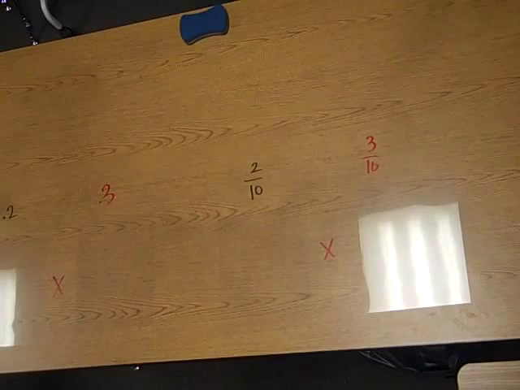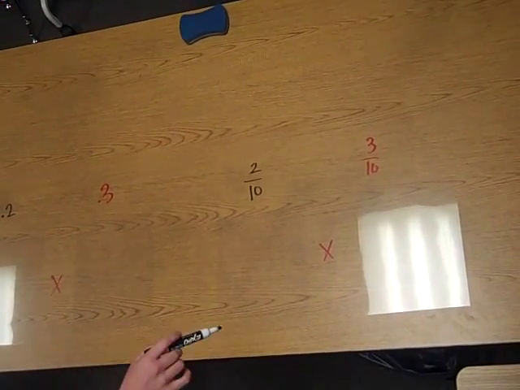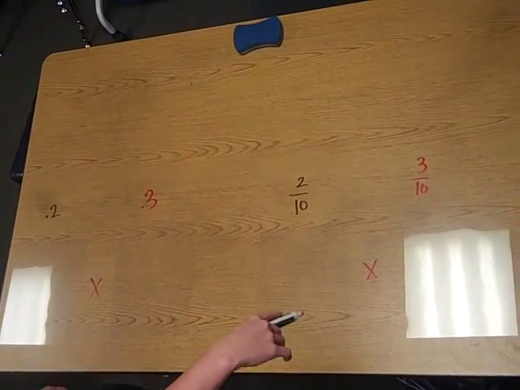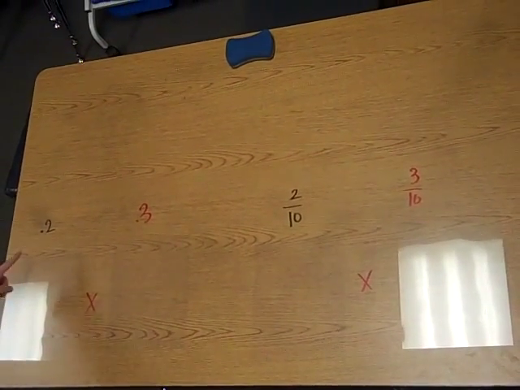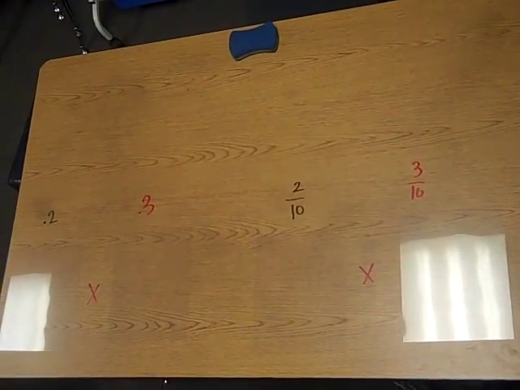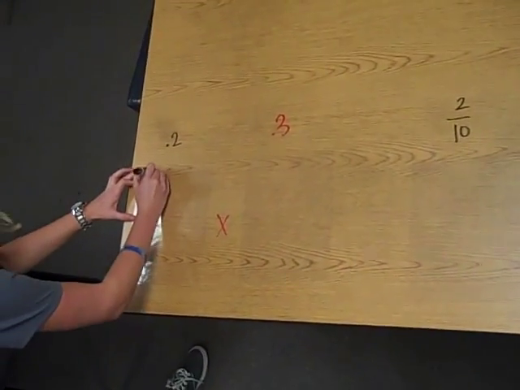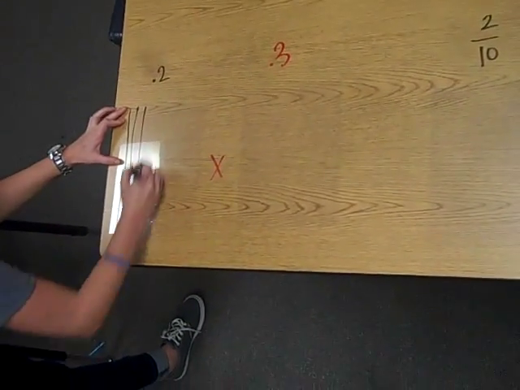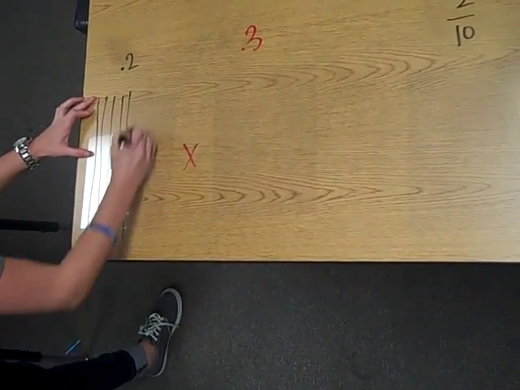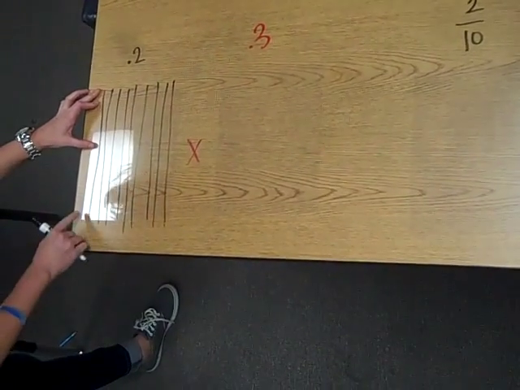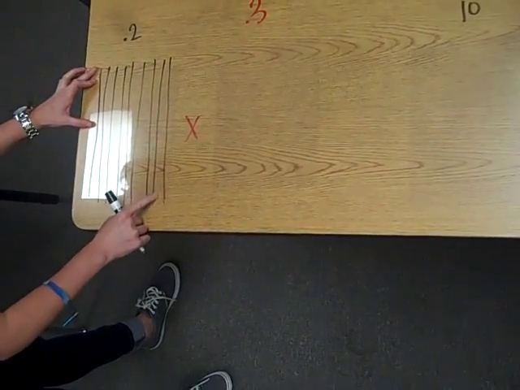Alright guys, we're looking at how decimal multiplication is related to fraction multiplication. I'm multiplying 2/10 times 3/10. Looking at 2/10 here, I know that it's 10th size pieces, so I'm going to make 10 equal pieces with my columns. Check myself: 1, 2, 3, 4, 5, 6, 7, 8, 9, 10.